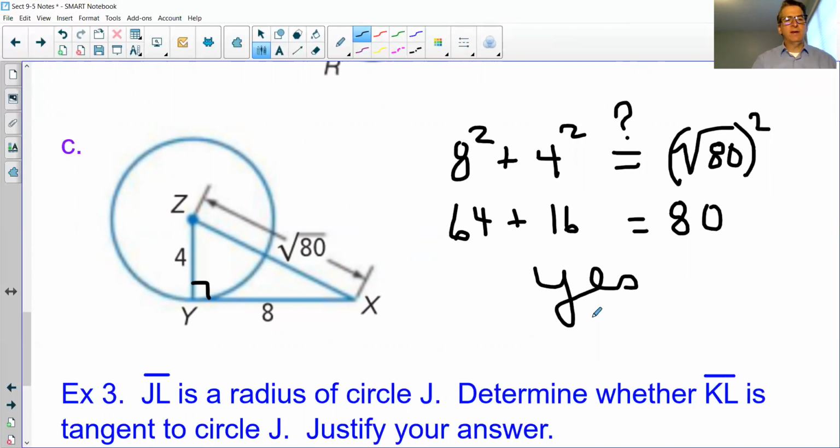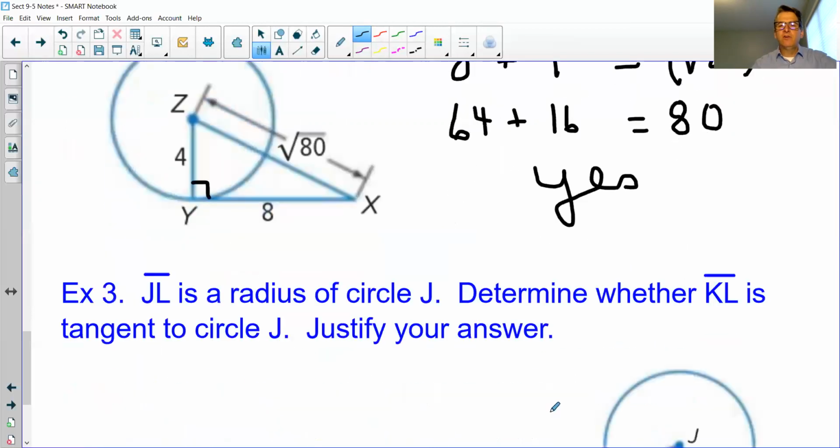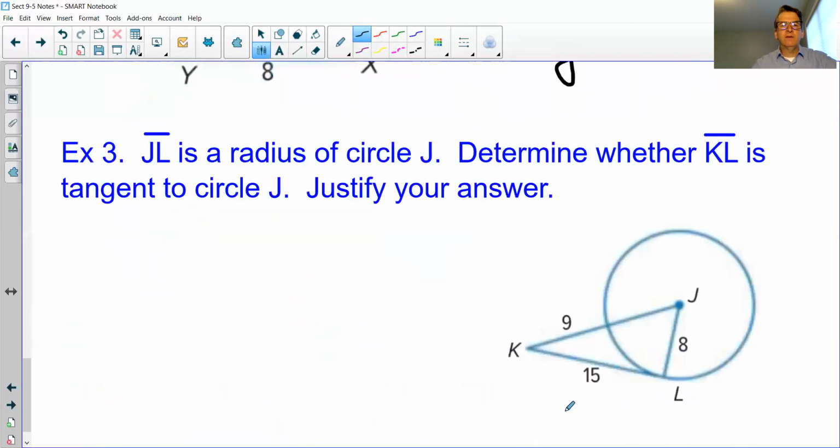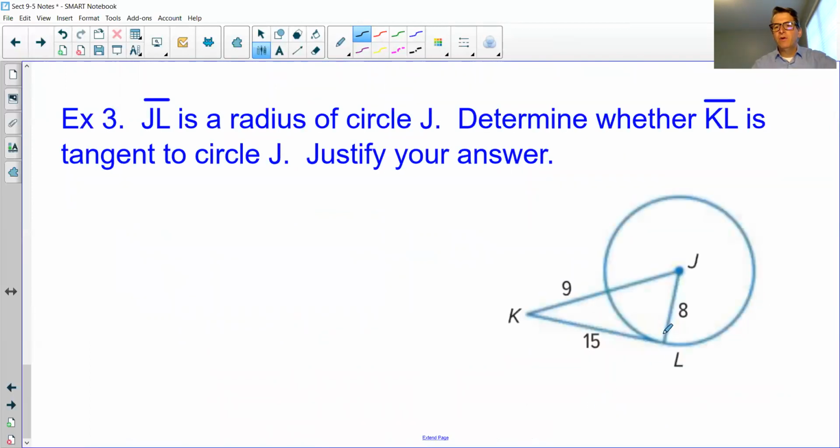Example 3. JL is a radius of circle J. Determine whether KL is tangent to circle J. Okay, so again, we're checking to see if KL is tangent to the circle J. So we have ourselves the legs 8, 15, and the hypotenuse of 17, I should say. This is 9 plus the 8, okay?